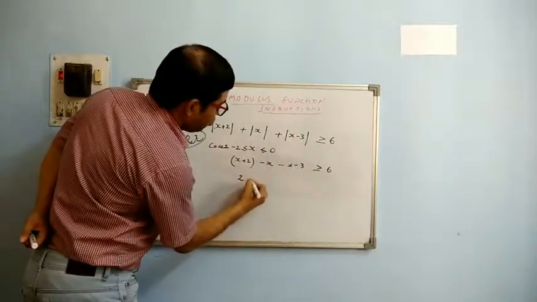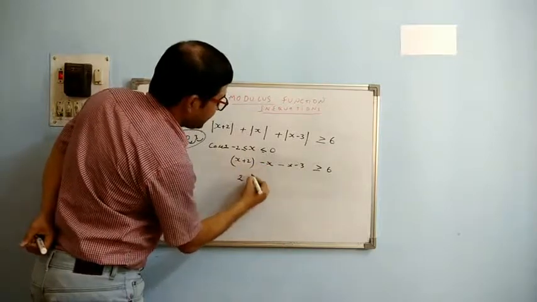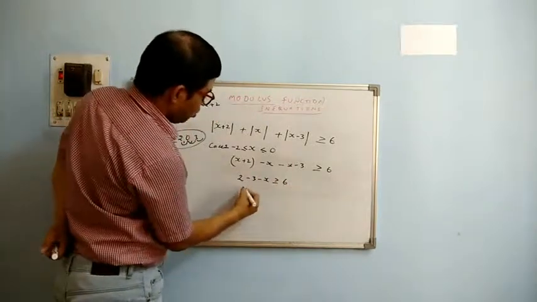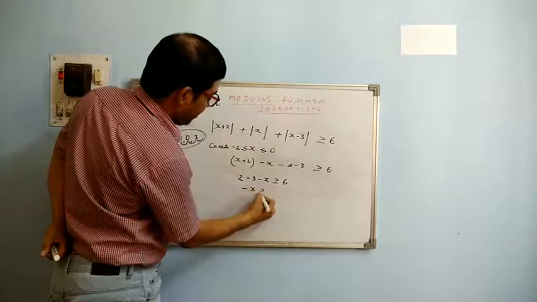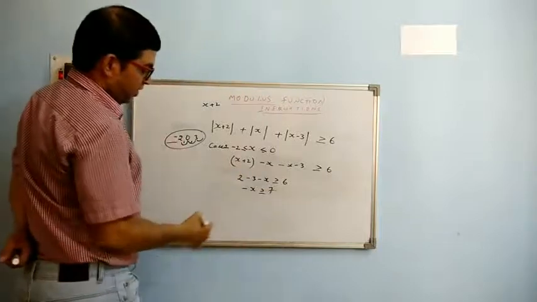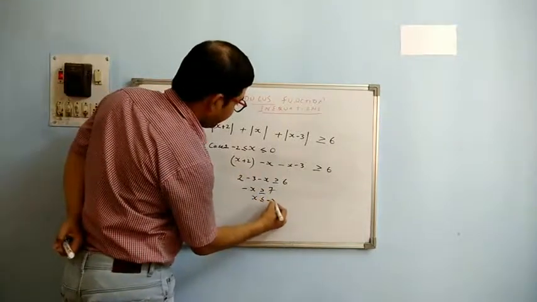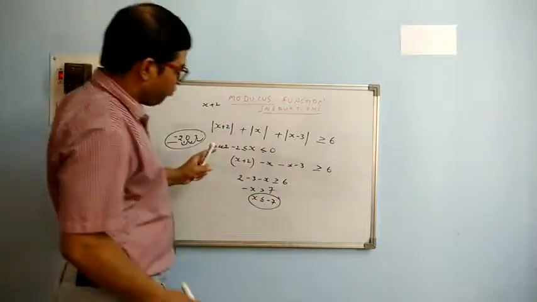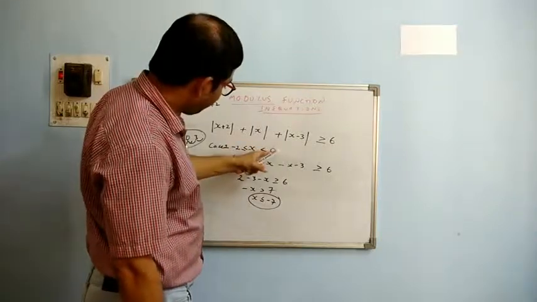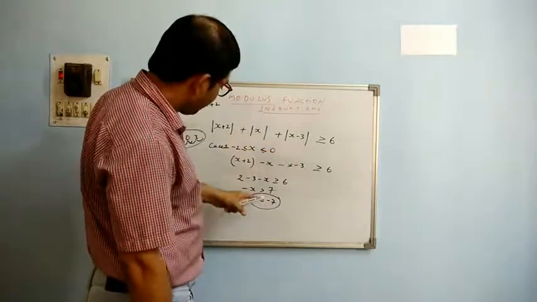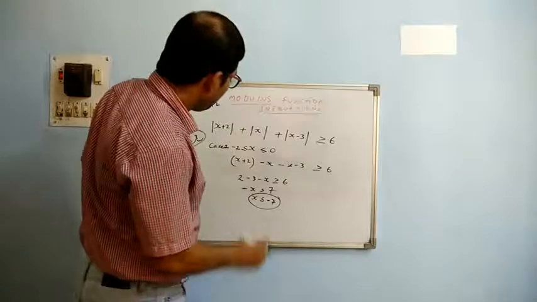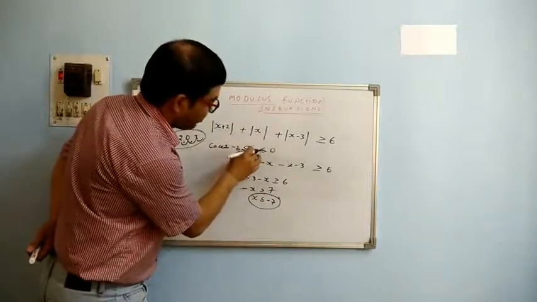On solving, it is coming out to be, 2x is getting cancelled. -3 minus x is greater than or equal to 6. So we can write -x is greater than or equal to 9, because -1 is here and it is coming out to 7. So x is less than or equal to -7. See, our assumption was that x should be greater than -2 and less than 0. But here the solution we are getting, x should be less than or equal to -7. So it is actually contradicting our assumption.